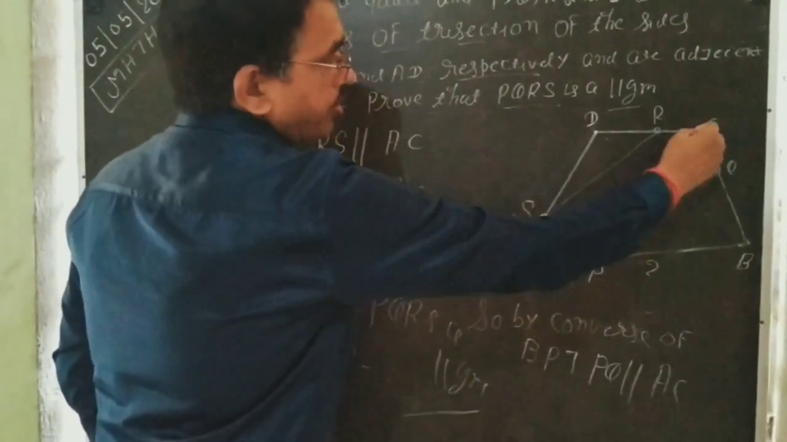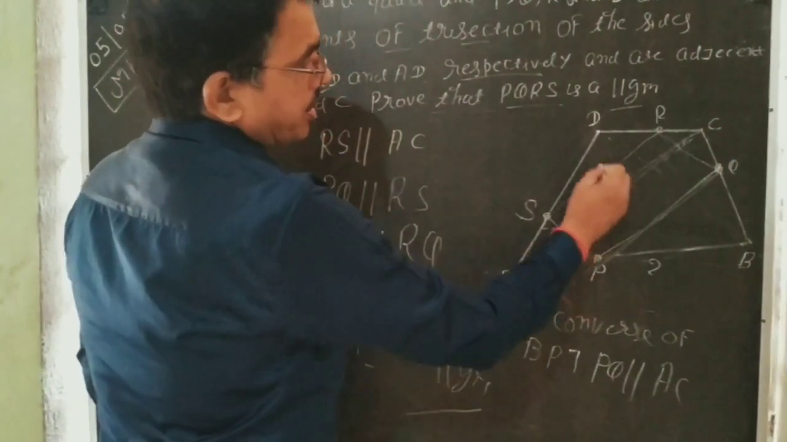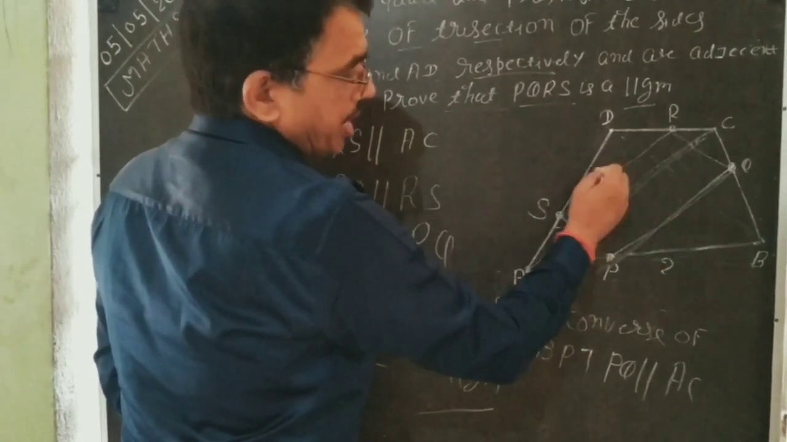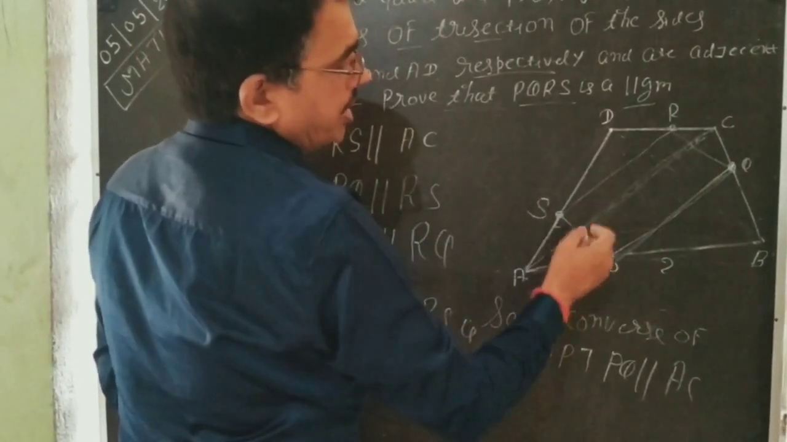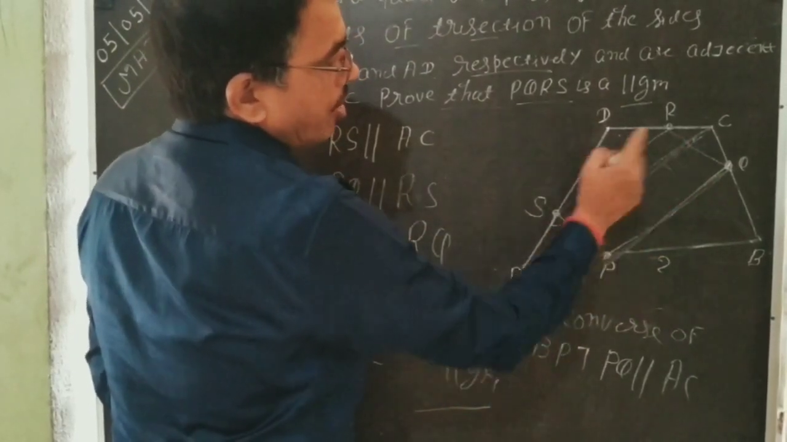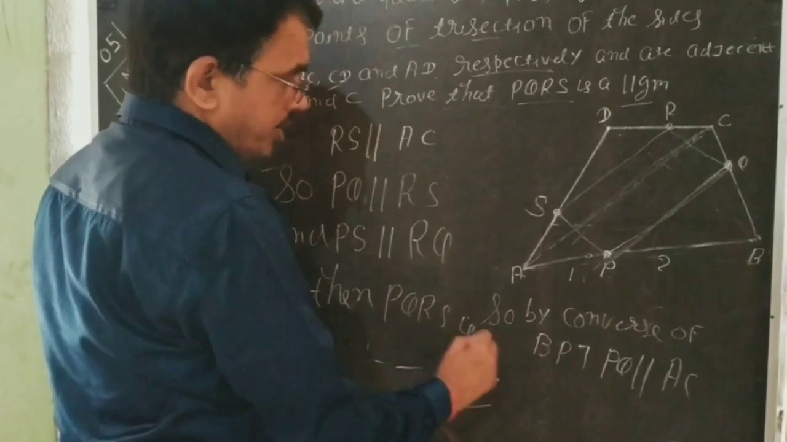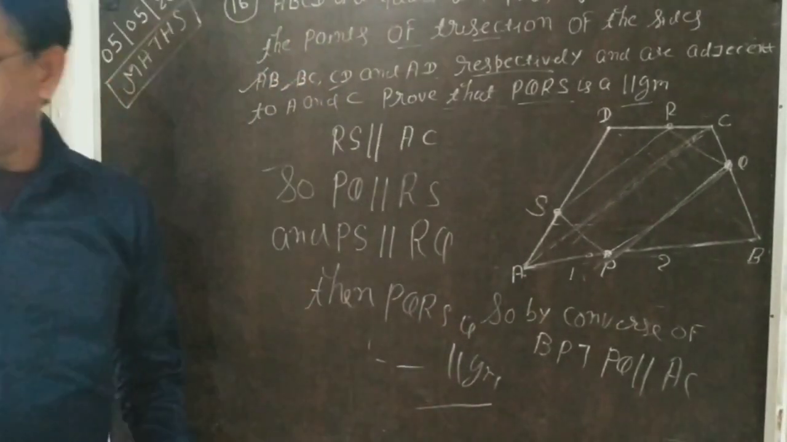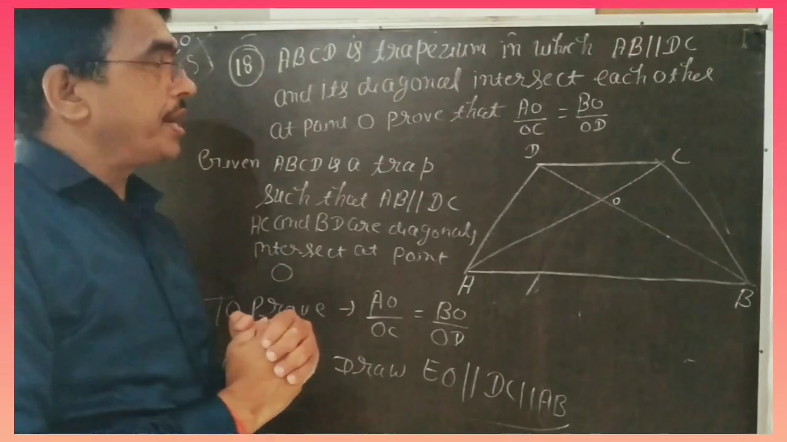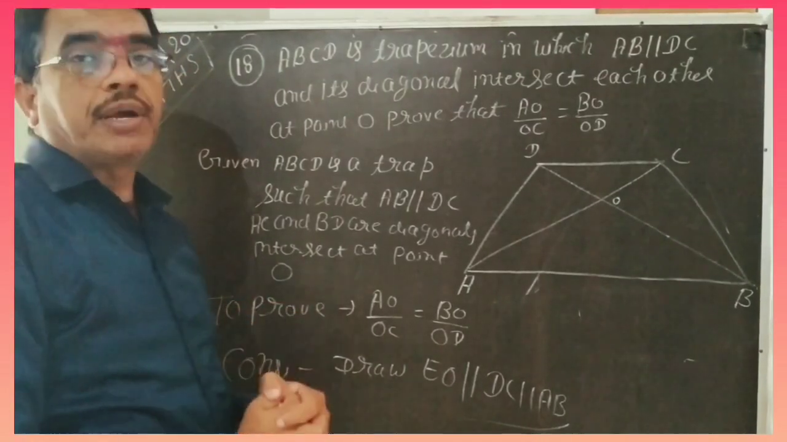This is parallel to this, you proved it. This is parallel to this side. Similarly, these are parallel. So when in a quadrilateral opposite sides are parallel, then it is called a parallelogram. So you can write, students, PQRS is a parallelogram. That is example 16. Now exercise 7a, example 18. A very important question for the board examinations.